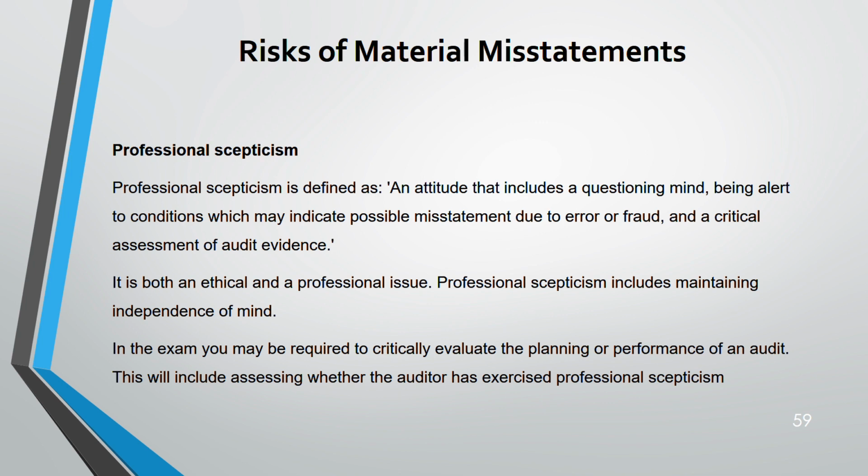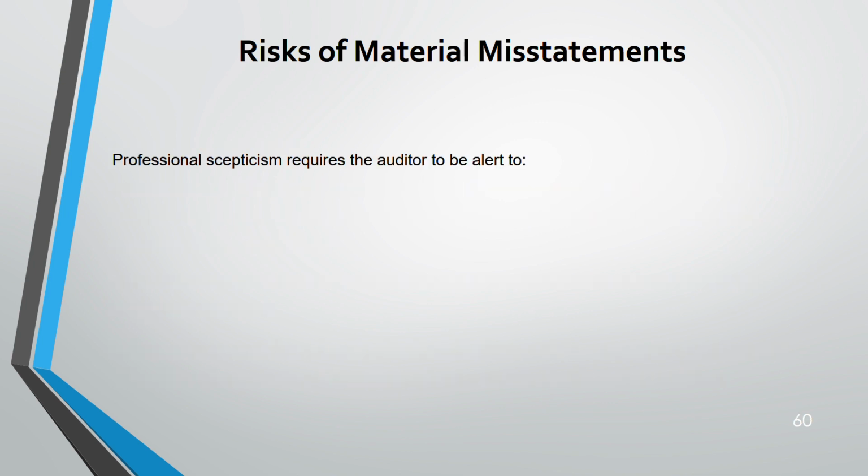70 to 80% of your AAA marks is in this area. That's why the auditor has to exercise professional skepticism. Now, professional skepticism requires the auditor to be alert to, number 1, audit evidence that contradicts other audit evidence. Sometimes it happens that one piece of audit evidence is saying something else when you collect it through others. They are contradicting each other. Here you need to apply professional skepticism. You need to challenge why it's different, why it's not consistent.